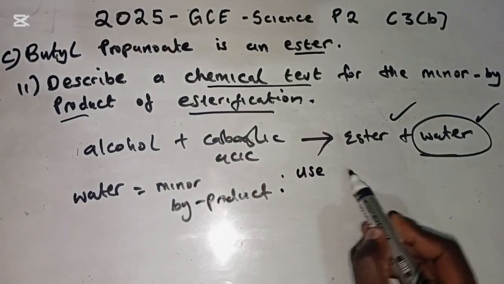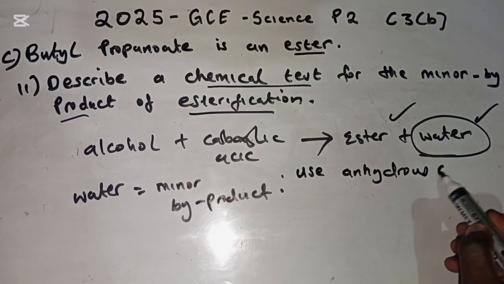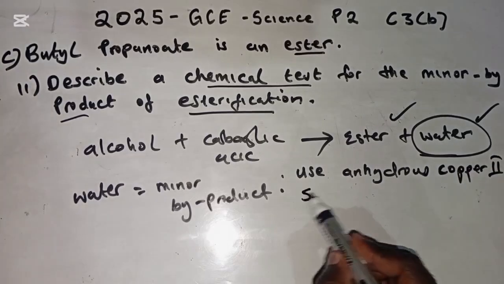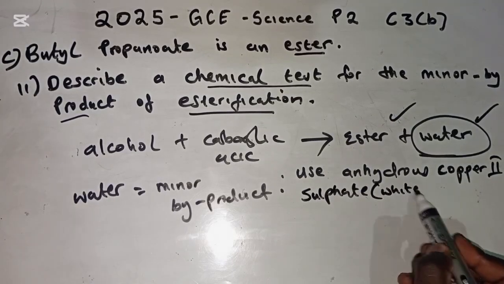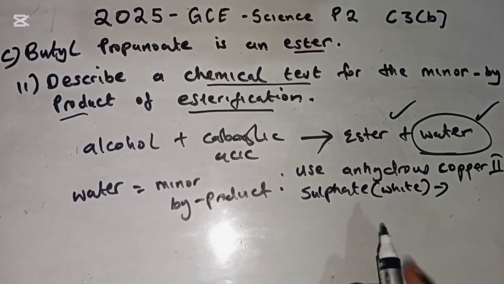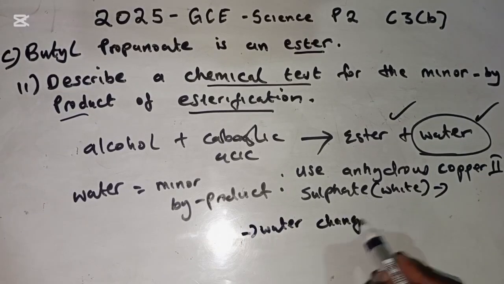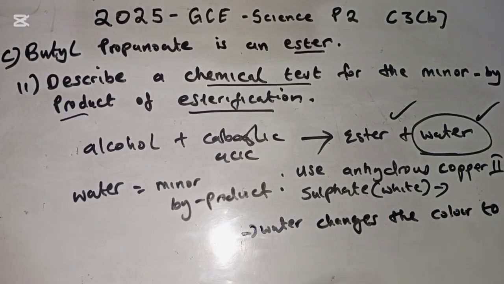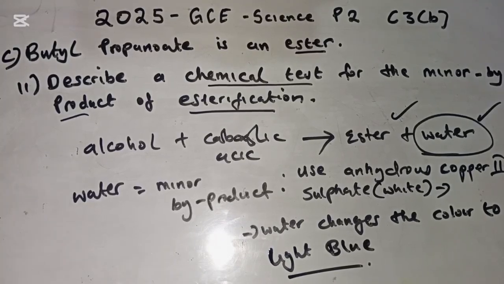Okay, so we're going to say use anhydrous copper 2 sulfate. This one is white in color. But in contact with water, water changes the color to light blue. So this is the chemical test for the minor byproduct.